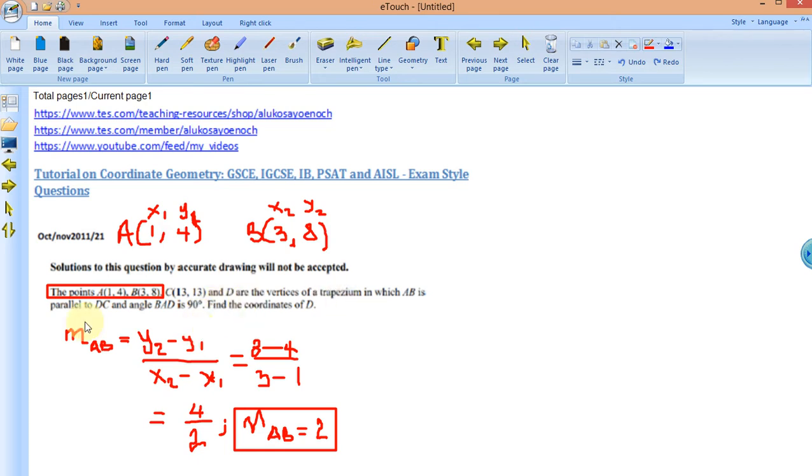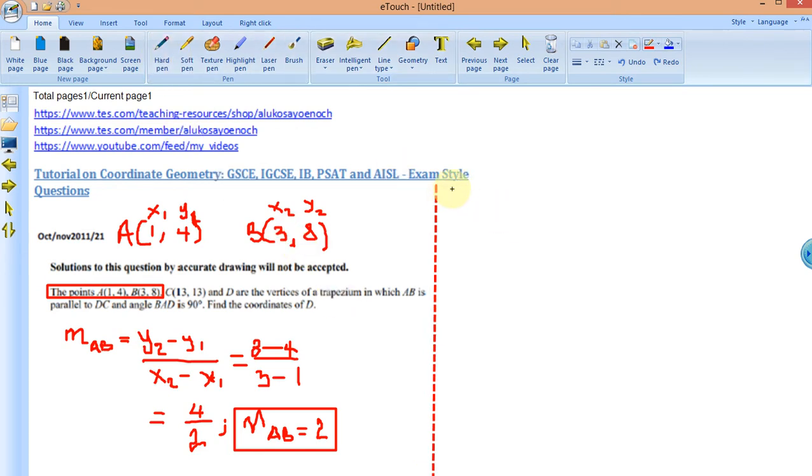We're told that the trapezium has AB parallel to DC. So we can go ahead and find the gradient of DC, and since DC is parallel to line AB, the gradients of AB and DC will be the same. So we can conclude that the gradient of line DC is also 2. Let me just put that here.